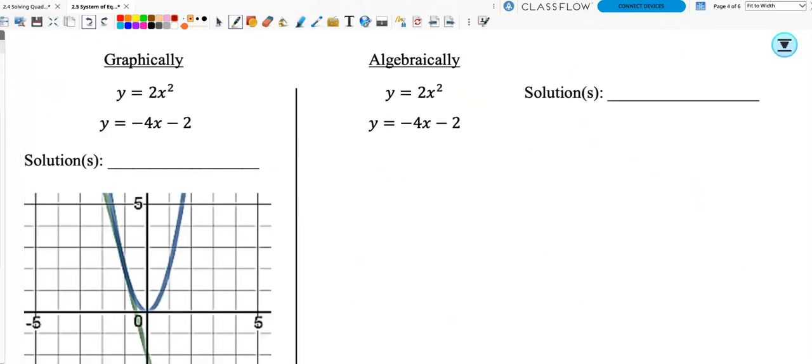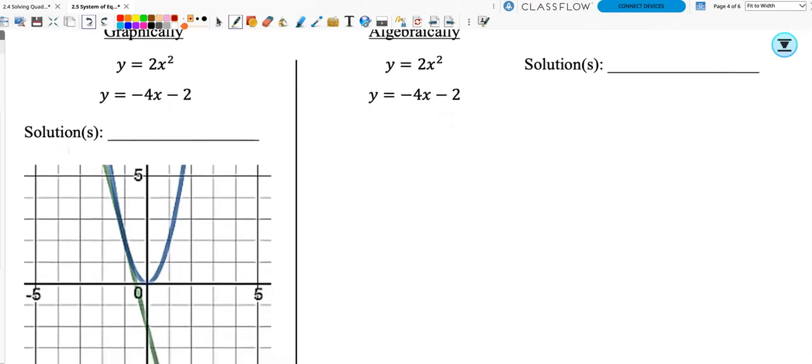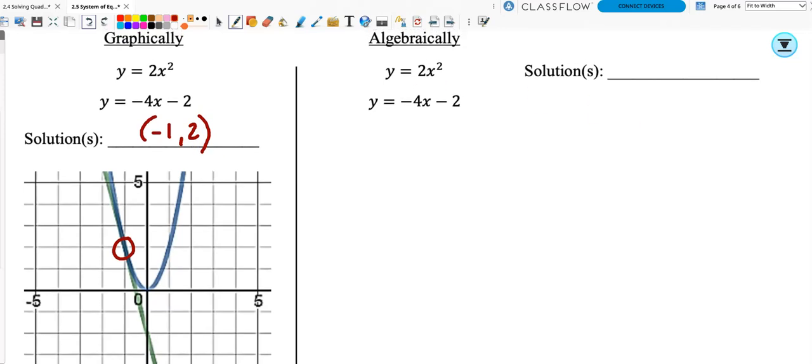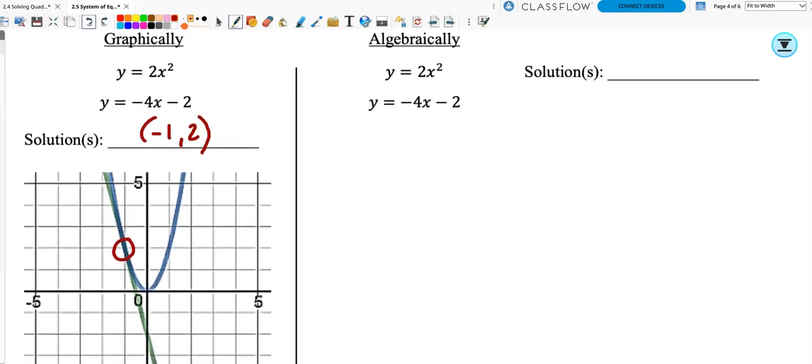All right, this one looks like it is crossing once. This one's a little harder to see. To me, that is where it's crossing at a negative 1, positive 2. So this one only has one solution. All right, so let's solve it algebraically now.